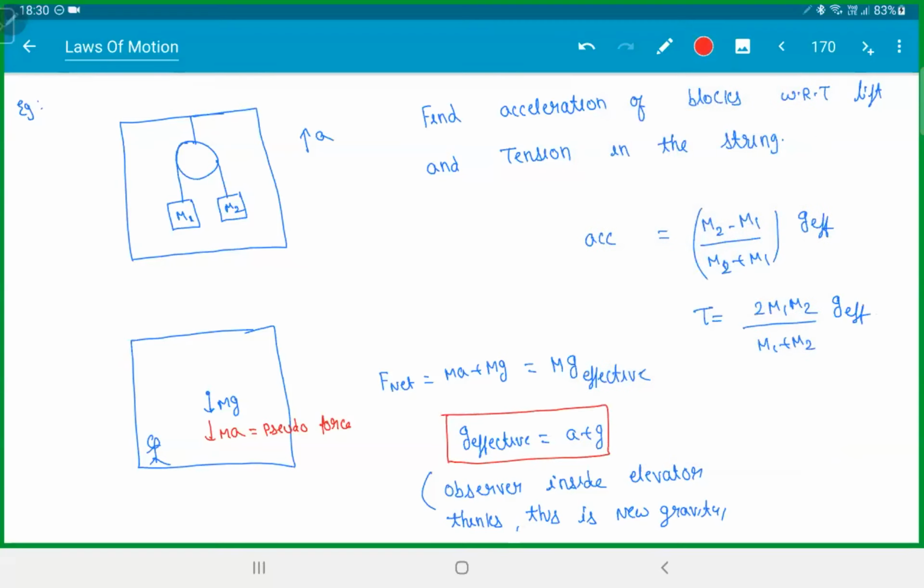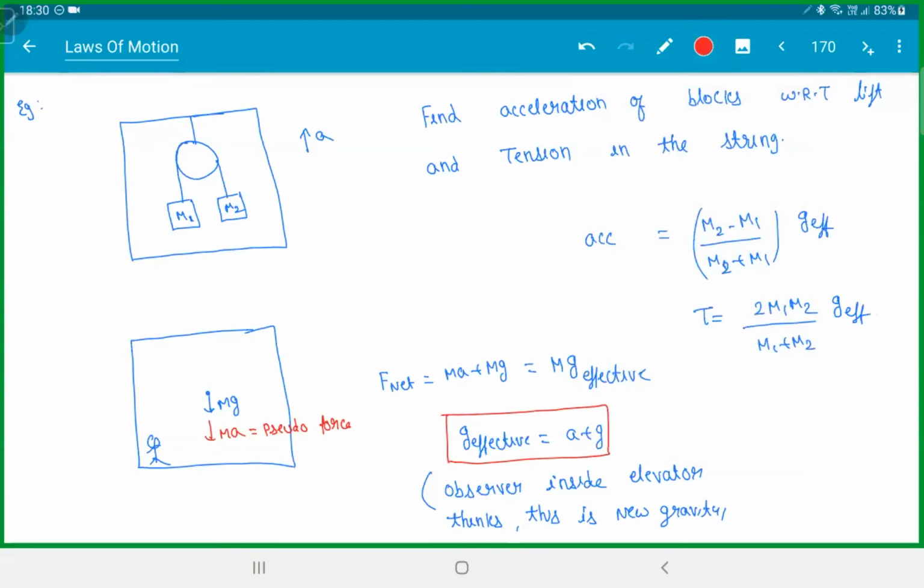Same idea. So at any instant, the weight will be mg. Since the lift is going down, the pseudo force will be upward. So g effective will be g minus a. The time of flight formula is 2u sine theta by g. g becomes g effective. Range will be u square sine 2 theta by g effective. This would be the range. You get everything as seen by the observer. Wherever there is g, just put g effective and you'll get answers.